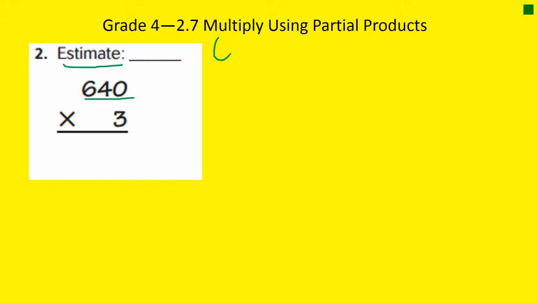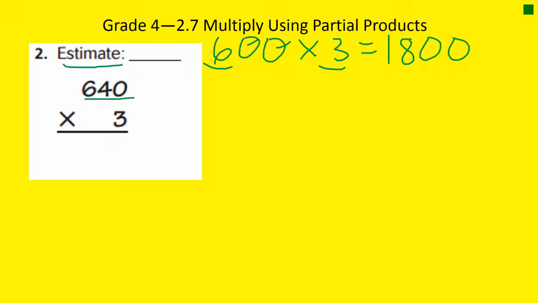640, we're going to round that to 600, right? To the highest place value, times 3. You guys are like experts at this now, right? 6 times 3 is 18. 1,800. Okay, so our actual answer needs to be pretty close to 1,800.